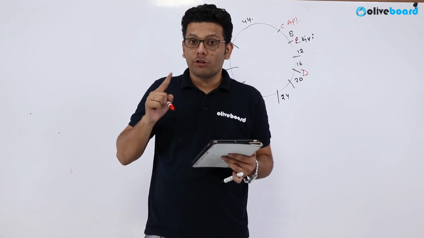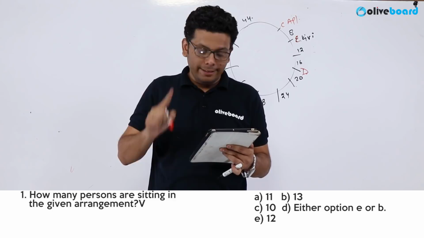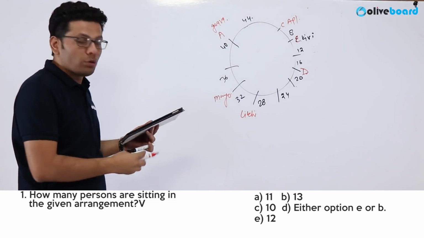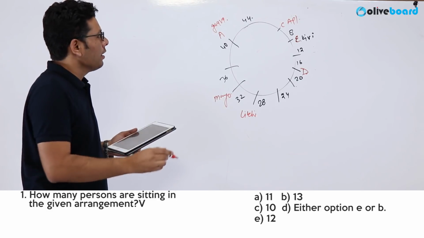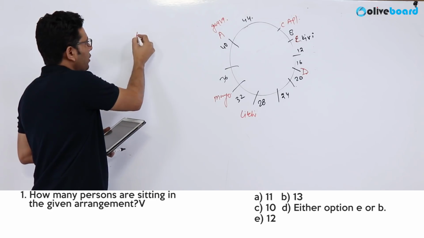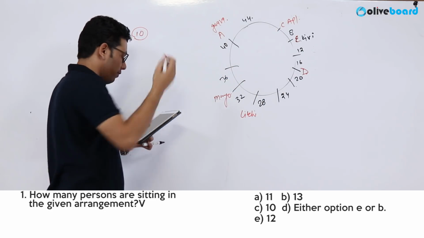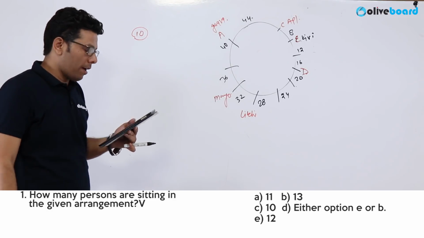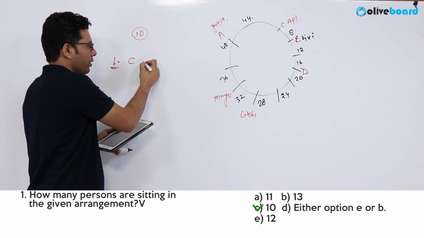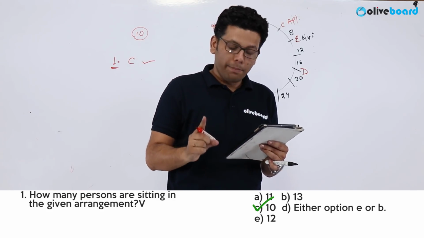So what is your question number 1? Question number 1 says, how many persons are sitting in the given arrangement? In the given arrangement, how many total persons are there? If you have the idea, earlier when I made the series, there were a total of 10. So the answer to the first question will be option C, that your answer is 10. Okay, 10 persons.